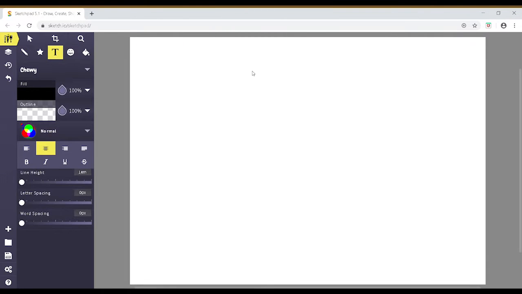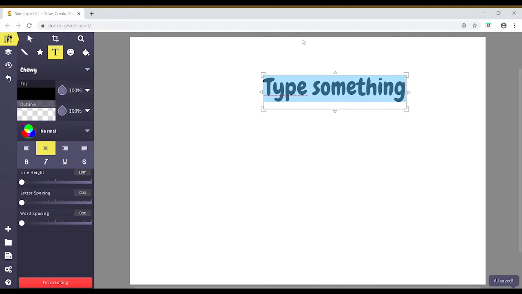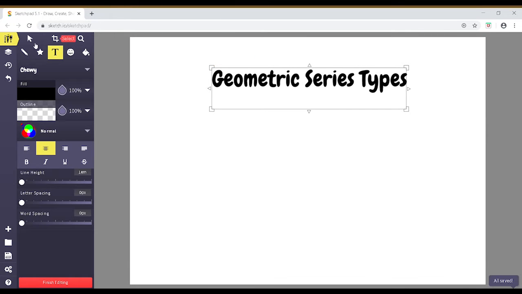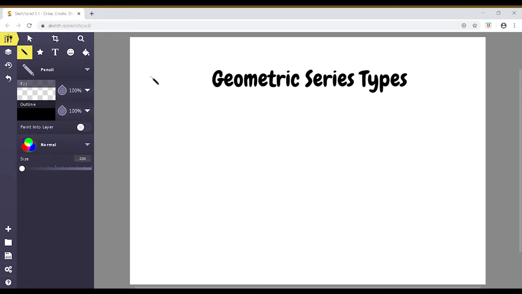Okay, so this video is going to be geometric series types. Now, unlike arithmetic series, geometric series actually have several different types, for good reason. Geometric series are a little bit more complicated. So, it's going to be split into two different groups, well, main categories, I guess. Finite, and infinite.